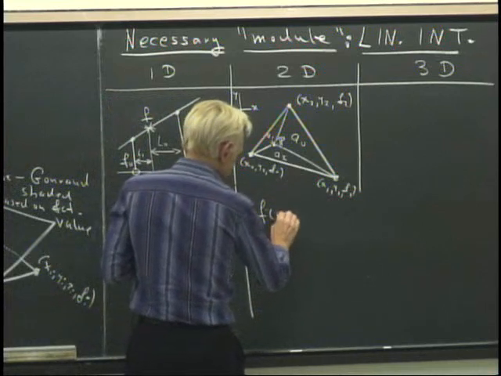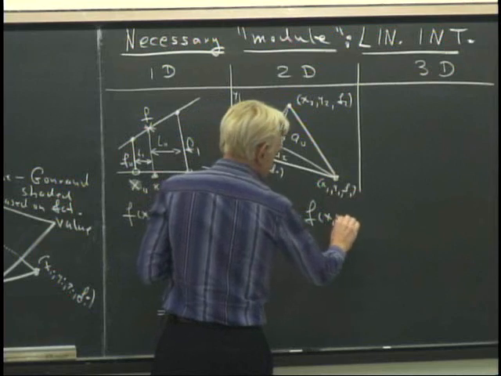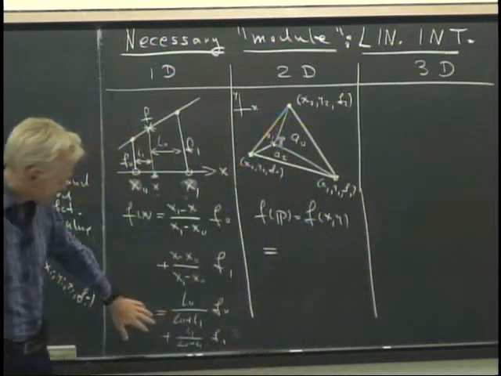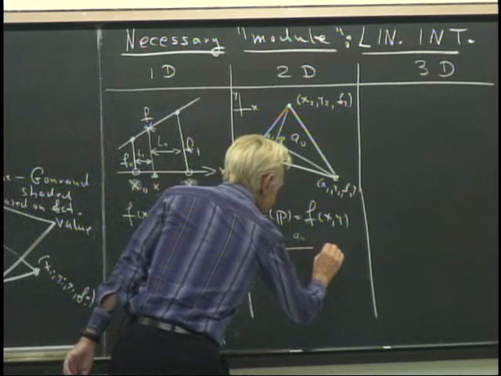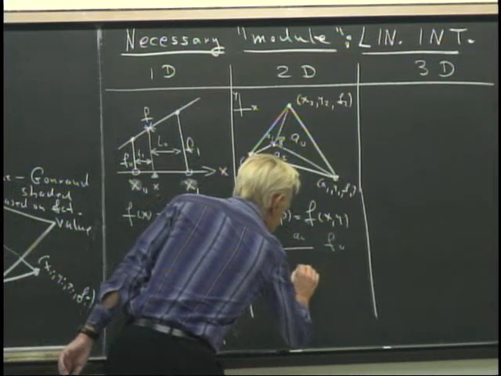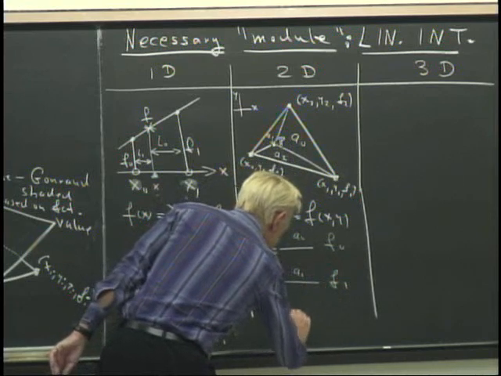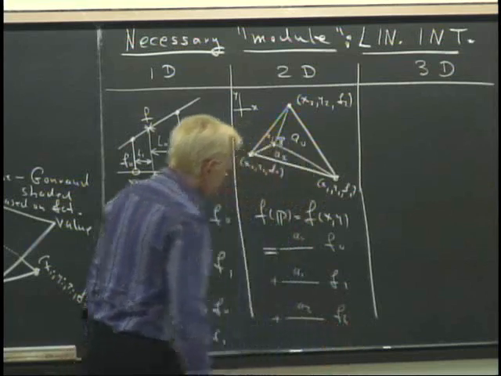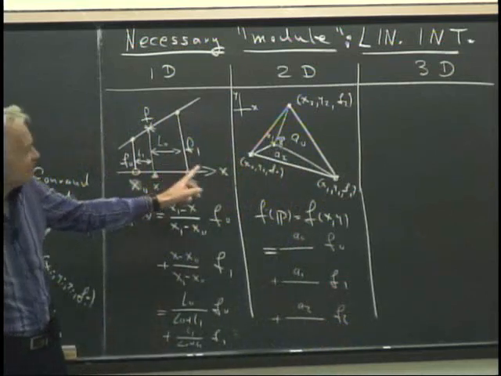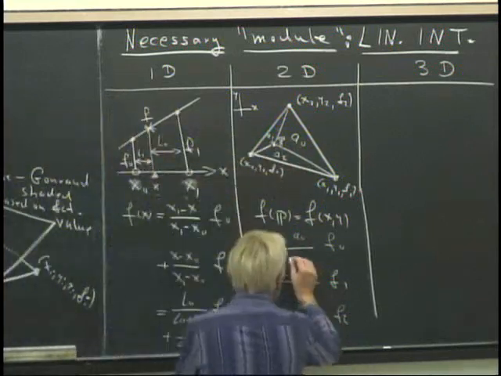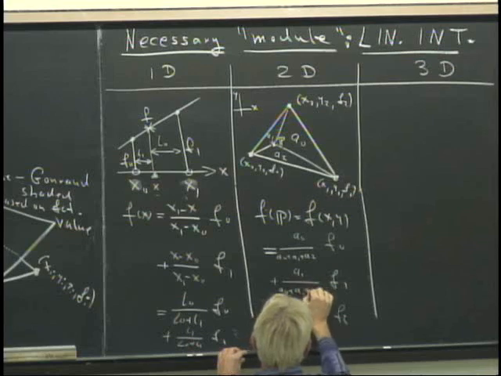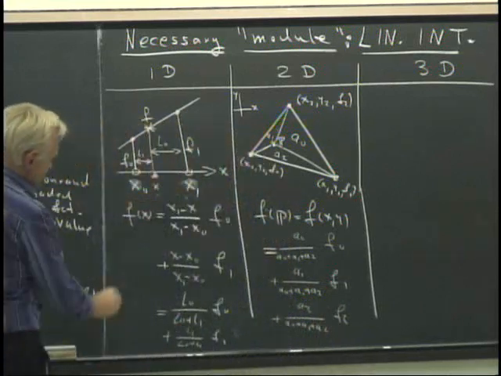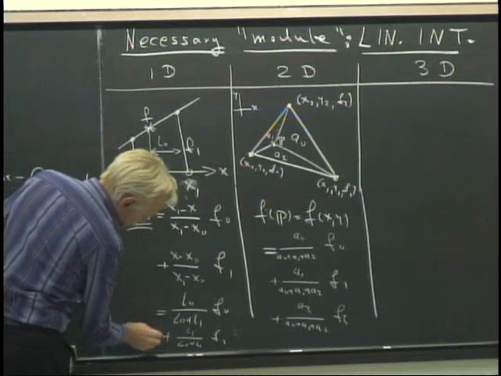So the value F at P is the value at some location xy. And now it becomes a nice generalization of this thing. Now it is just area A0 over something times function value 0 plus area 1 times function value 1 plus area 2 times function value 2. And here I had to add up the two lengths. Here I have to add up the three areas. So that's how I can remember this: A0 plus A1 plus A2 in each denominator. So this is the important part, the interesting formula.